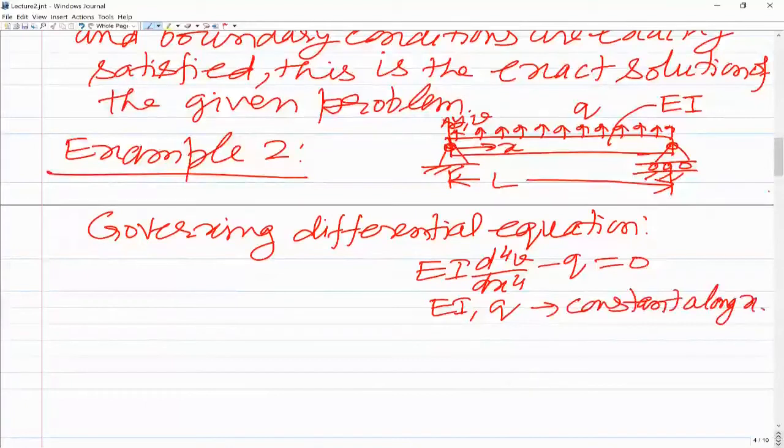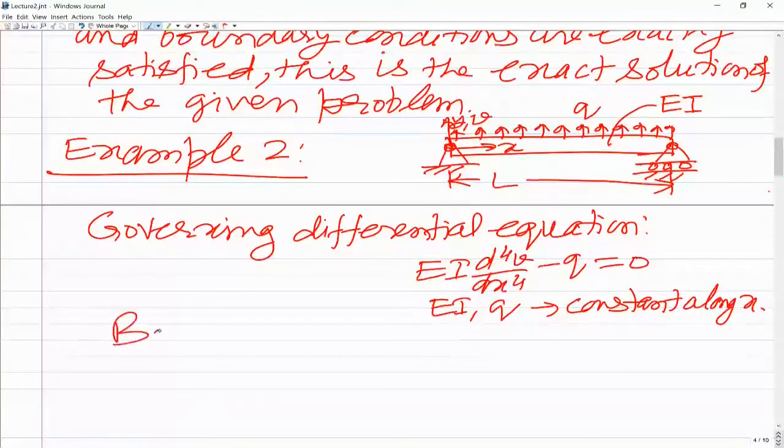Otherwise, this differential equation would have been d2 by dx square of the whole EI into d2v by dx square. Since EI is constant, it is taken out of the differentiation, so you get this equation. This is based on the Euler-Bernoulli beam assumption. That is one aspect you'll have to keep in mind. It is valid for thin beams, that means the cross-sectional dimensions are much smaller compared to the length.